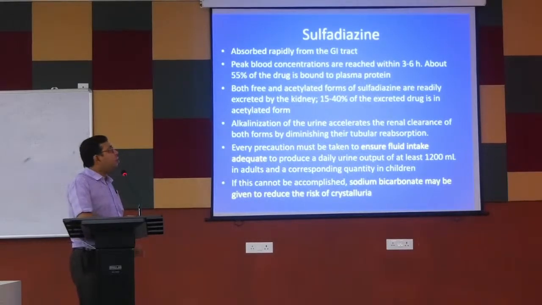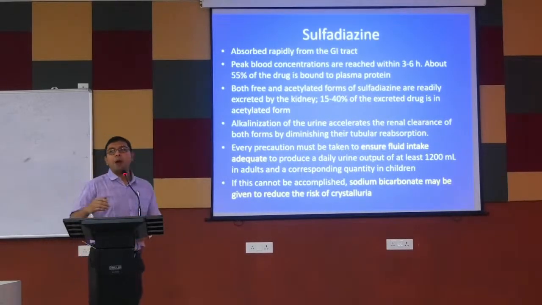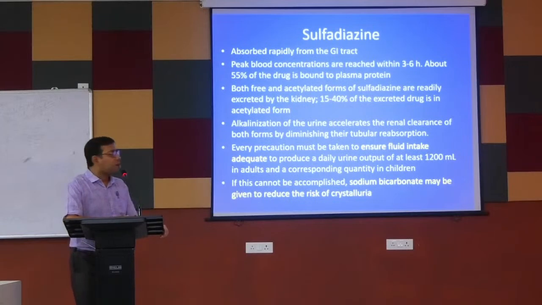Coming to sulfadiazine. Sulfadiazine is absorbed rapidly from the gastrointestinal tract and peak blood concentration reaches within 3 to 6 hours. Both free and acetylated forms are available in our body, and it also needs alkalinization of urine again for the same crystalluria. If we are taking a much larger amount of water, or if we are alkalinizing the urine by means of different alkalinizing agents, that will help resolve the problems of the crystalluria.